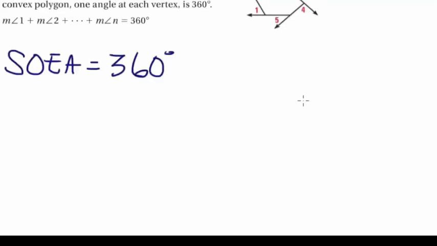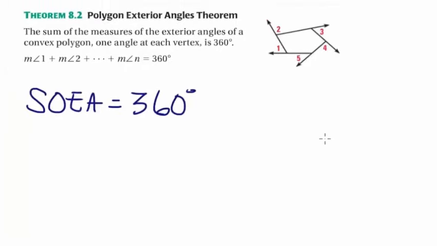So the sum of the exterior angles of any polygon is always going to be 360, regardless of the sides. Okay, so like remember the last one, some of the interior angles depend on the number of sides of the polygon. But for the exterior, no, it's always going to be 360.